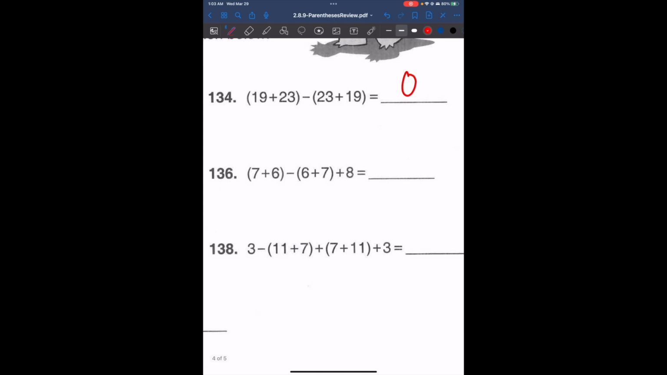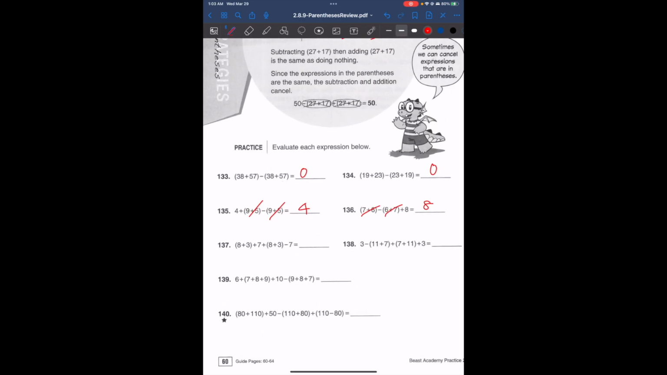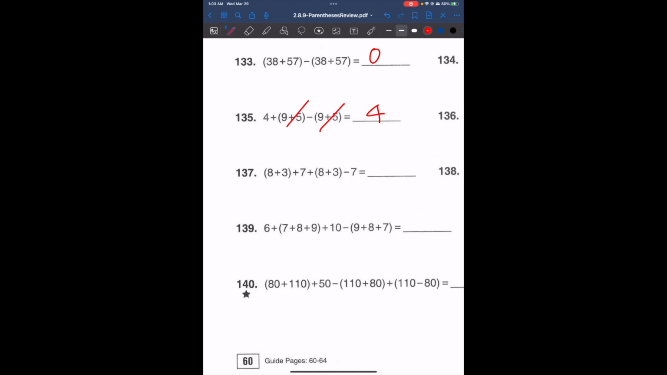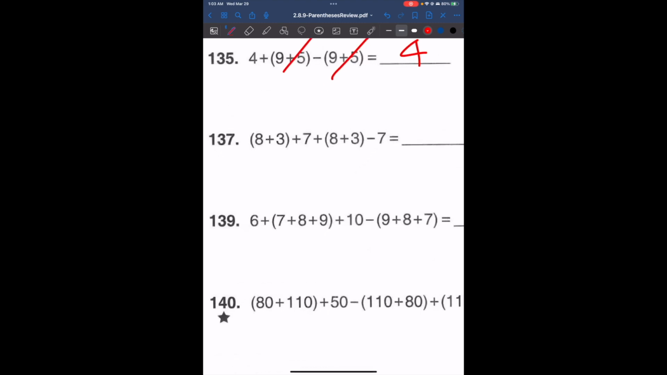Now looking at problem 136, again, 7 plus 6 is the same thing as 6 plus 7. So we can cancel them out because this one was a positive and this one is a negative. And so that leaves us with 8. Then we have problem 137. We have 8 plus 3 and 8 plus 3. But for this one, we cannot cancel out because it's both positive. So we must add them together. But what we can cancel out is the 7 and negative 7.